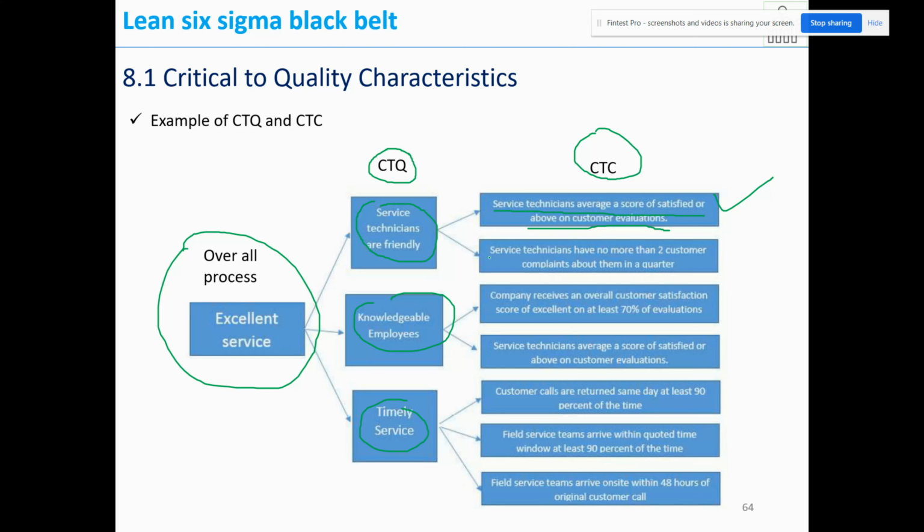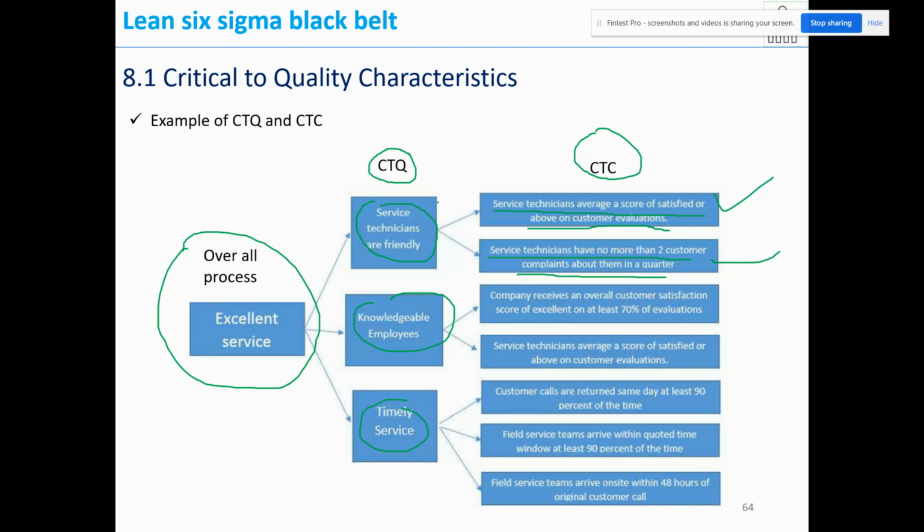The second point is service technicians have no more than two customer complaints about them in a quarter. So in a quarter, their customer complaint is less than two or it is not more than two. That is a final thing of the critical to customer. The internal measure is service technicians are friendly. That means they are communicating to the customer, they are listening to the customer need, and the same thing is communicated internally and they are taking the actions. Therefore, their evaluation score is very good, as well as the customer complaint is not exceeding more than two.